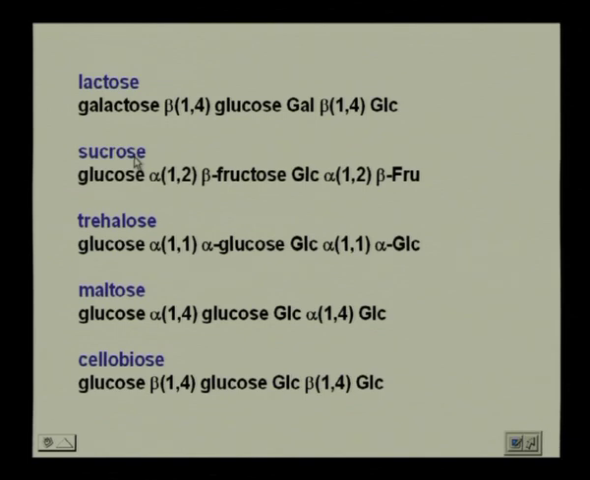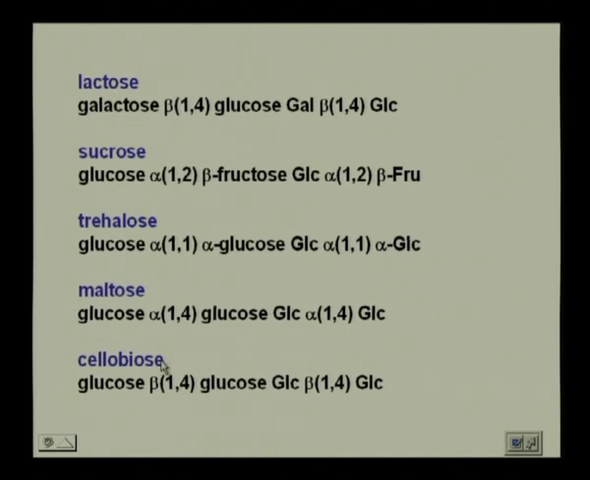If we look at sucrose, it is glucose alpha 1,2 beta fructose. All of you know what sucrose is, so you can check whether this is the right way to write it. If we look at trehalose, it is glucose alpha 1,1 alpha glucose. Maltose is the one that I showed you previously, where we have a glucose alpha 1,4 linkage. That is what we showed when we were looking at the acetal and the hemiacetal.